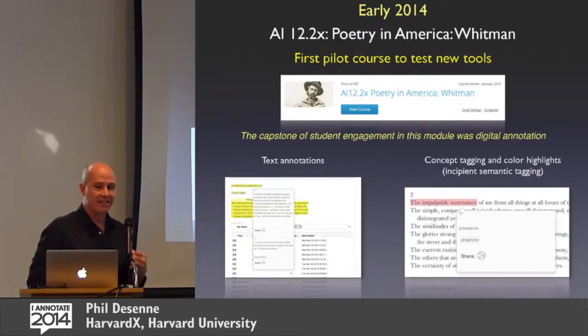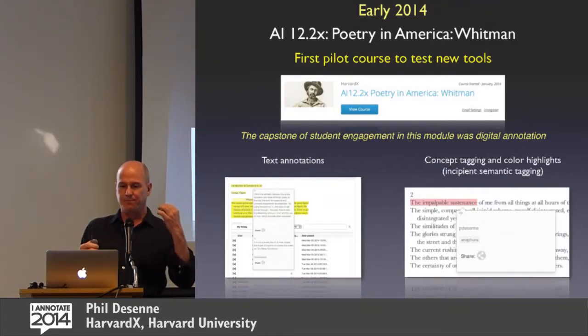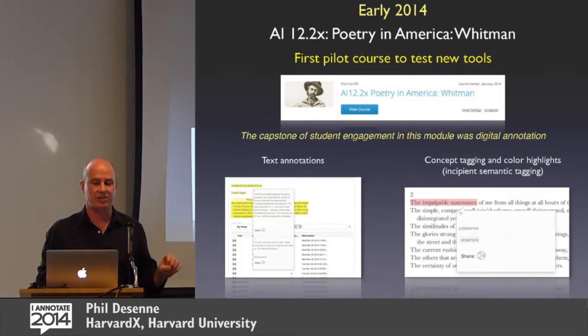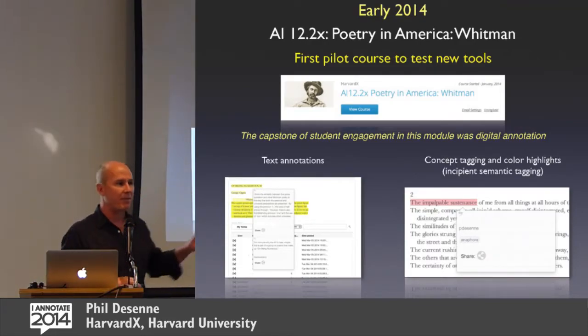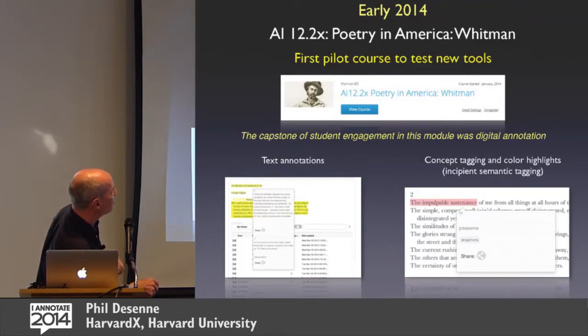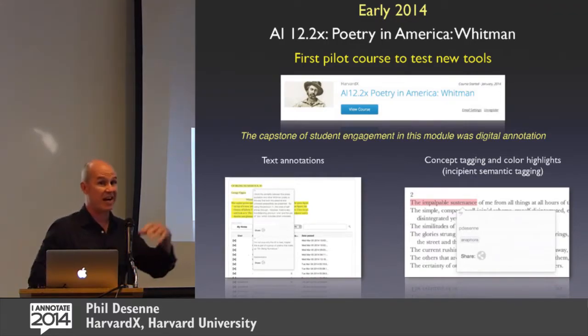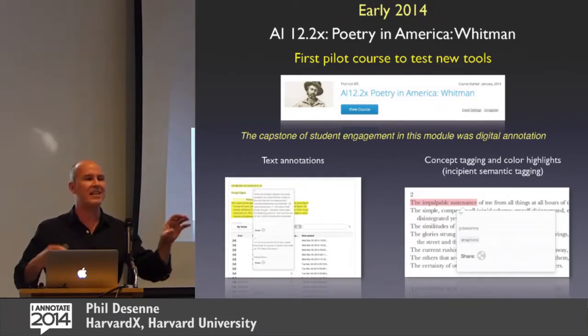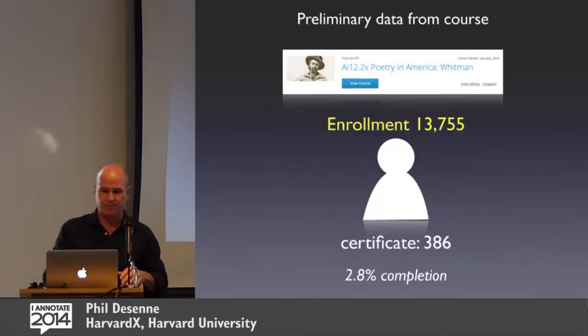We finally piloted in early 2014 with Poetry in America, the first pilot course to test the new annotation tools. We had basic text annotations, but we also incorporated concept tagging and color highlighting, so if you added a specific tag, it would color highlight it so you could highlight the areas of that text. This is the incipient semantic tagging that we're working on for the future.